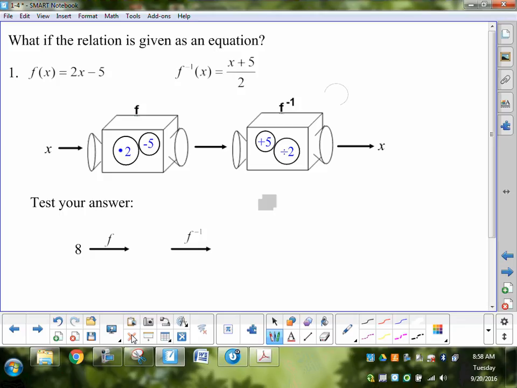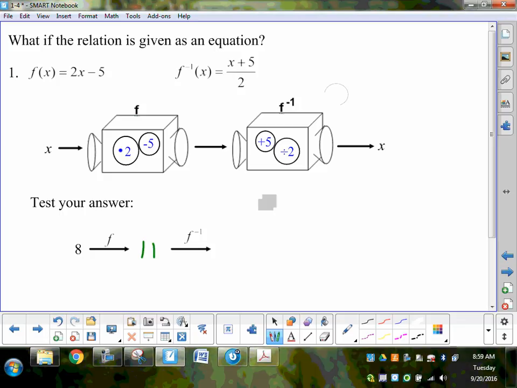2 times 8 is going to give you 16, and then subtract 5 from that, and you have 11. Now let's go in and plug 11 into the inverse function. So Sean, Al, what would you get when you plug an 11 into the inverse function? 16 value comes in. See how we ended up with the original? That's how you know they're inverses.